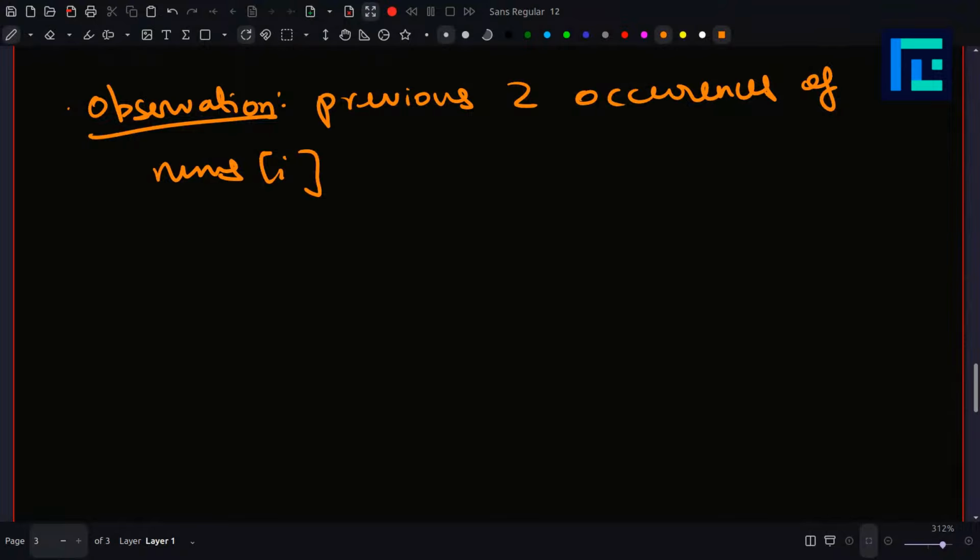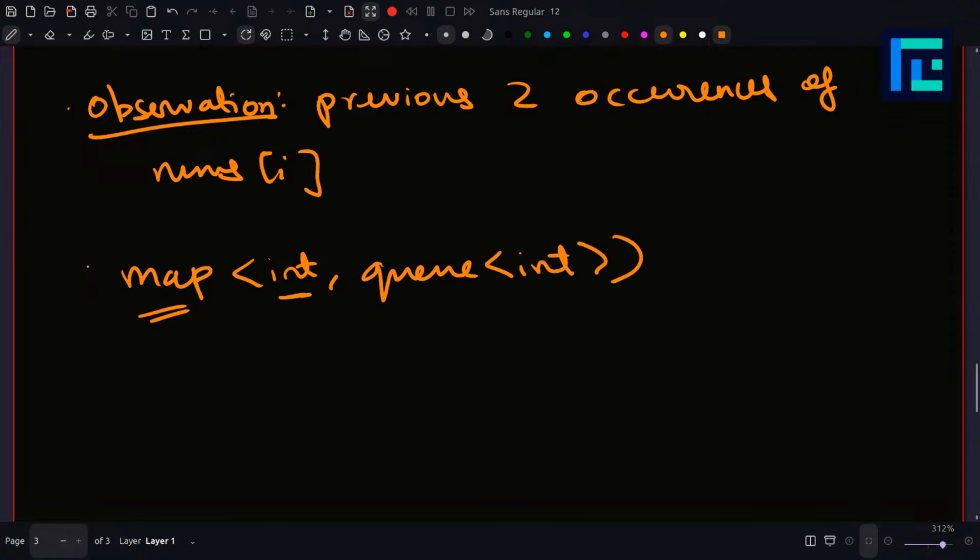Okay, so how do we store this? What we can use is a map, right? We can use a map. What we can do is have a map from the current value to the previous two occurrences. To store the previous two occurrences, you can use a vector or a pair, you can use a queue, whatever you want, right? So the way I did it was I used a queue. From each position, I stored a queue, and this queue will have the previous two occurrences.